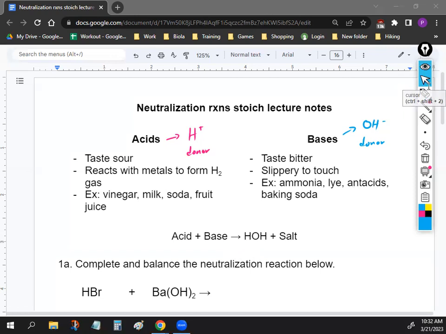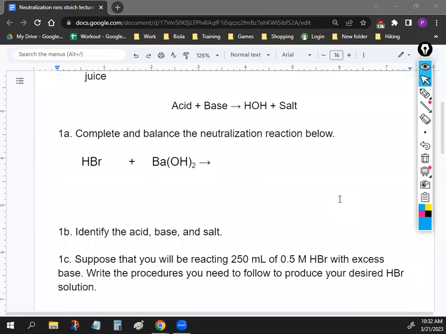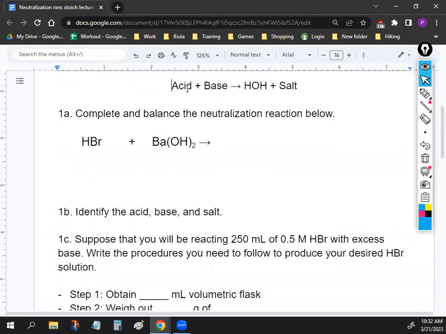Just some preliminary information. Okay, so now we're going to get into the actual problems that we're going to be doing for today. There's going to be multiple parts, just like the previous assignment. So I'm going to keep this up here. If you didn't write this down last time, make sure you do: acids and bases are always on the left side of your equation. They combine to make water, HOH, and a salt.